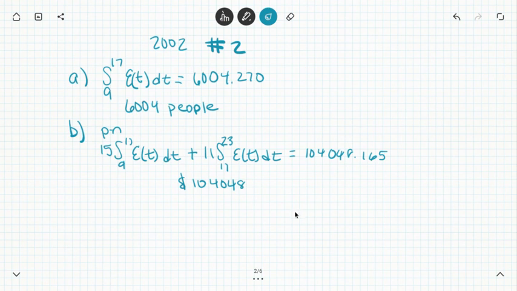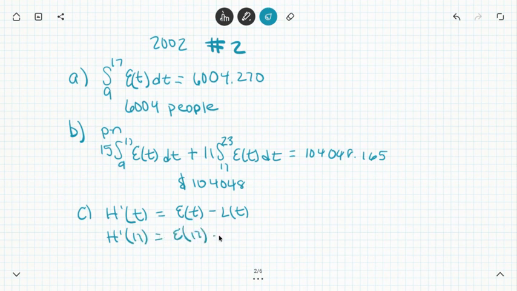So we'll start out by saying that the derivative of this function would be equal to the derivative of the integral, which was given. And the derivative of an integral is just the function. So it's just going to be E of t minus L of t. And then you plug in the 17. Again, it's a calculator question, so the only work they're looking for is you to write it down, put it in your calculator, and you get this value here.